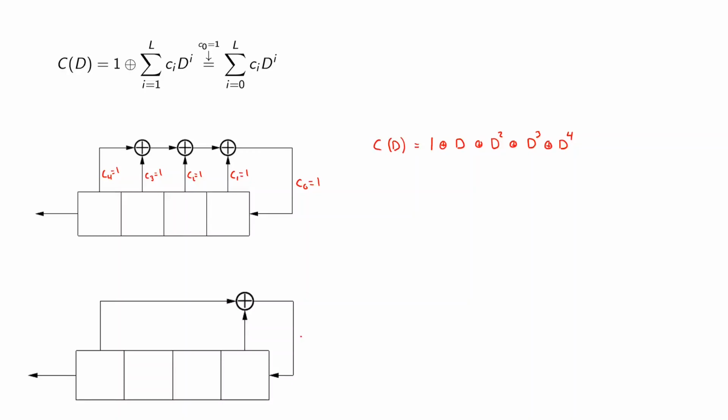Here is another example of an LFSR which has another connection polynomial. What is the connection polynomial of this one? Well, we have C0 equals 1, C1 equals 1, C2 equals 0 because there is no feedback here, C3 equals 0 because also here there is no feedback, and then C4 equals 1. This means that our connection polynomial is 1 plus D, and this D comes from the fact that C1 equals 1, and then plus D to the 4 because C4 equals 1. So here we have the connection polynomial for this shift register.